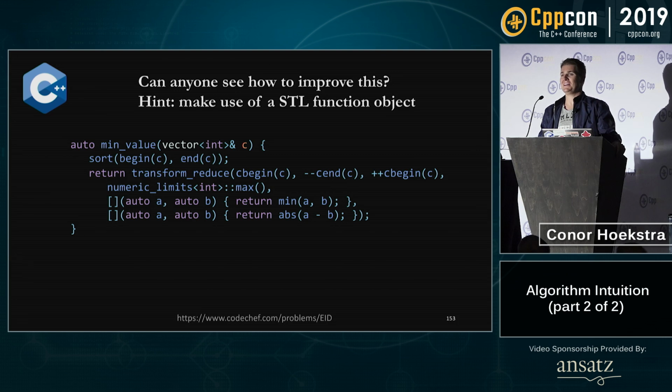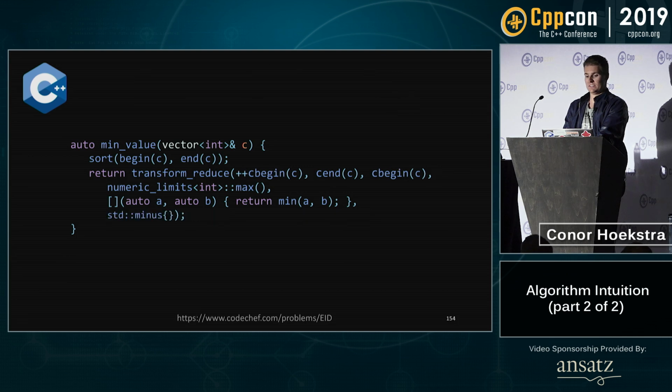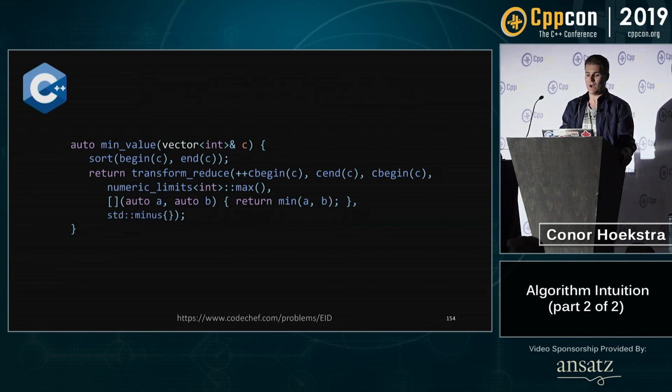Sorry, and your name? Matt. So Matt has pointed out that because we have a sorted list of elements, we know that the second element in our adjacent pair is always going to be bigger. So we don't have to take the absolute difference. We can swap the 0 to n minus 1 and 1 to n in our two ranges. You can see there that we initially are taking cbegin and then decrementing cend and then plus plus cbegin. We swap those two, and now we can use std::minus because we always know that the second element is going to be greater. So that's just a small optimization.